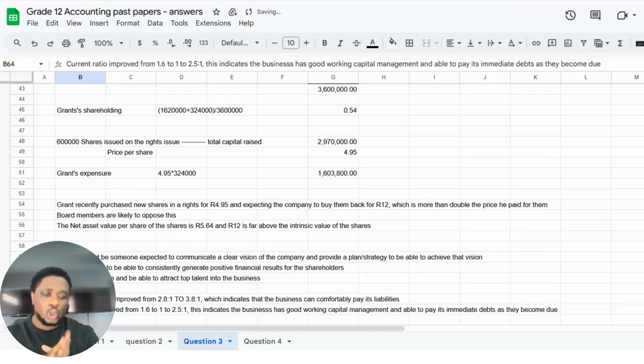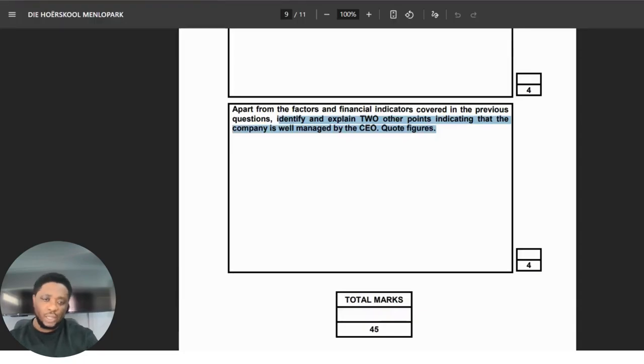And then you can also quote even the asset test ratio, because that also wasn't spoken about yet, but we just needed basically 2 points to answer this question, and we've quoted the ratios that we needed to quote, and that's pretty much it when it comes to the ratios.